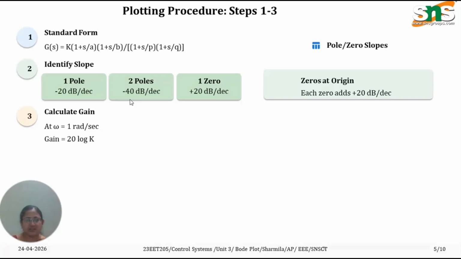Step 3 is the calculation of the initial gain. At ω = 1 radian per second, the gain is 20 log K. So this gives the starting point of the magnitude plot.